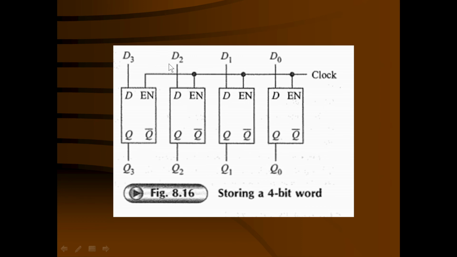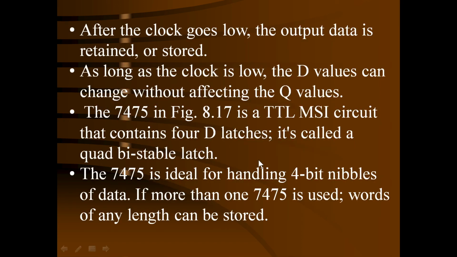That means whatever the data D3, D2, D1, D0 was, when the clock is high, that data is going to transfer to the output, and then when the clock becomes low, that data is going to be retained or stored. And that way, it can work as a data storing device for the nibble.